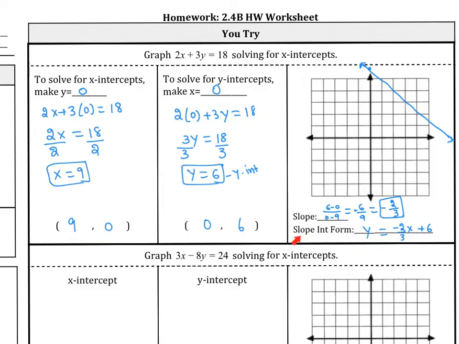So to write the equation into slope-intercept form, just remember the slope-intercept form is y equals mx plus b. Where m is the slope, that is this one right here, negative 2 over 3. B is the y-intercept that we already have here. The y-intercept is 6. So put the slope value for m, y-intercept as 6, and you got the equation.